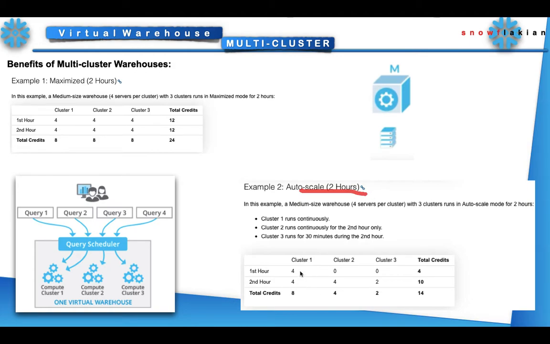Consider the first hour only cluster 1 is running, so you'll be charged only 4 credits because you don't have that much load to be handled by the other clusters. The next hour cluster 1 is running, cluster 2 is running, and cluster 3 is running.